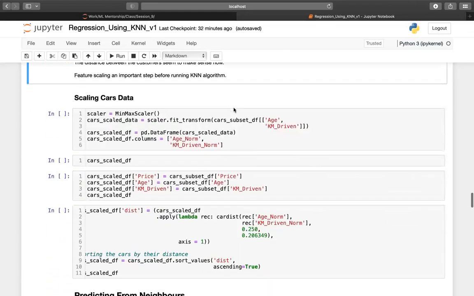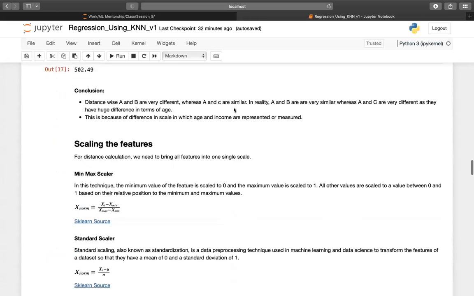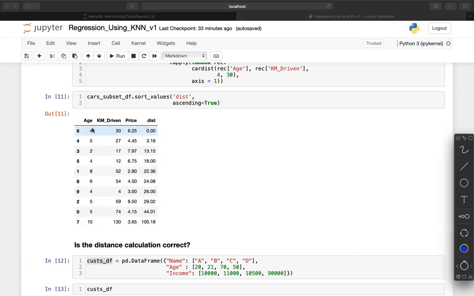Now let's apply this to the scaling of the cars data. The neighbors that we found before were not calculated on the normalized or scaled data. They were calculated on the actual data. And if you see here, typically the age, which is how old the car is, ranges from 2 to only 10, whereas the kilometers driven can range from 4 to 130. You can see that there are two different scales here.